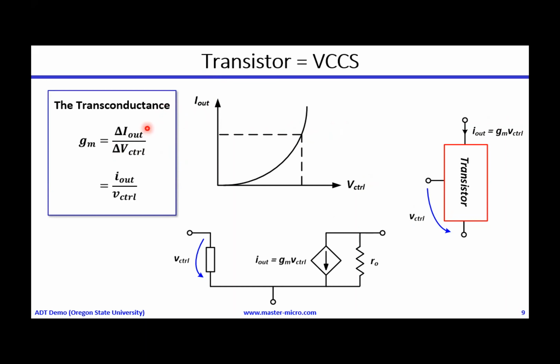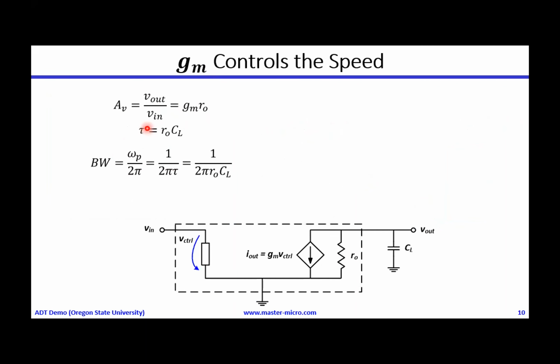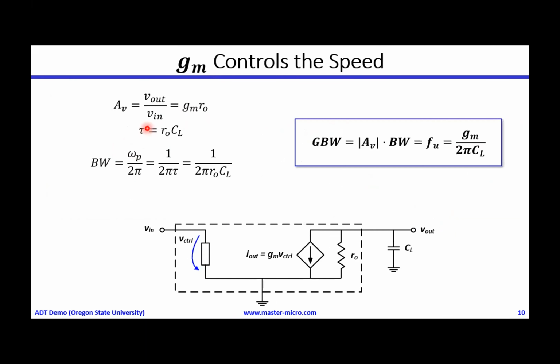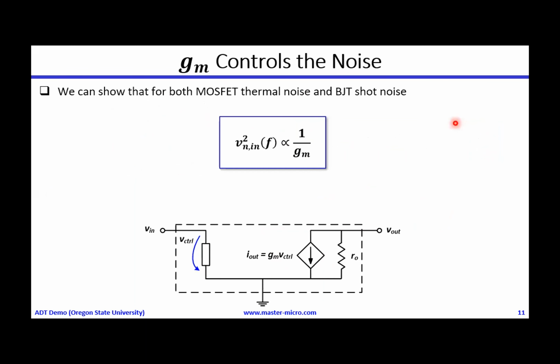What makes the transconductance very important is that it is what controls the speed of our analog circuits. If we take this simple example, the GBW is controlled by gm, the transconductance, and it is also what controls the noise of our analog circuits. No matter if you care about thermal noise, flicker noise, or even shot noise, all of them are inversely proportional to the transconductance.